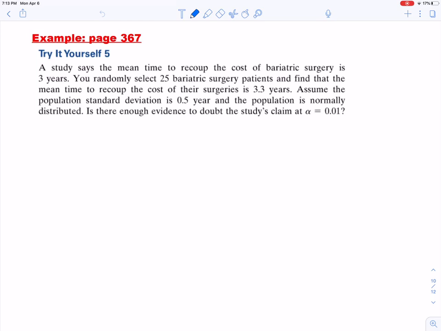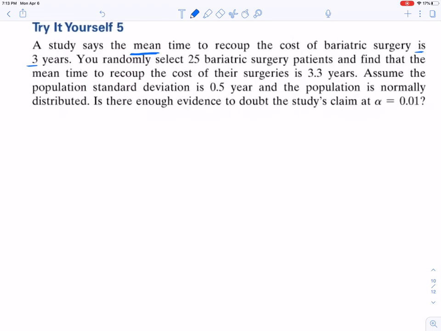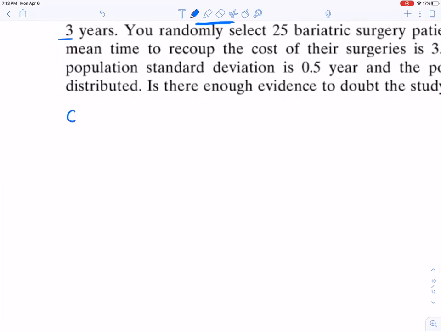So with the hypothesis test that we're looking at here, if I start with the claim, which is what I always do, a study says that the mean, again, this is a claim about mu, the mean time to recoup the cost of bariatric surgery is 3 years. So what I want to note here is that my claim, in this case, is not a less than or a greater than. My claim here says the mean is equal to 3 years.